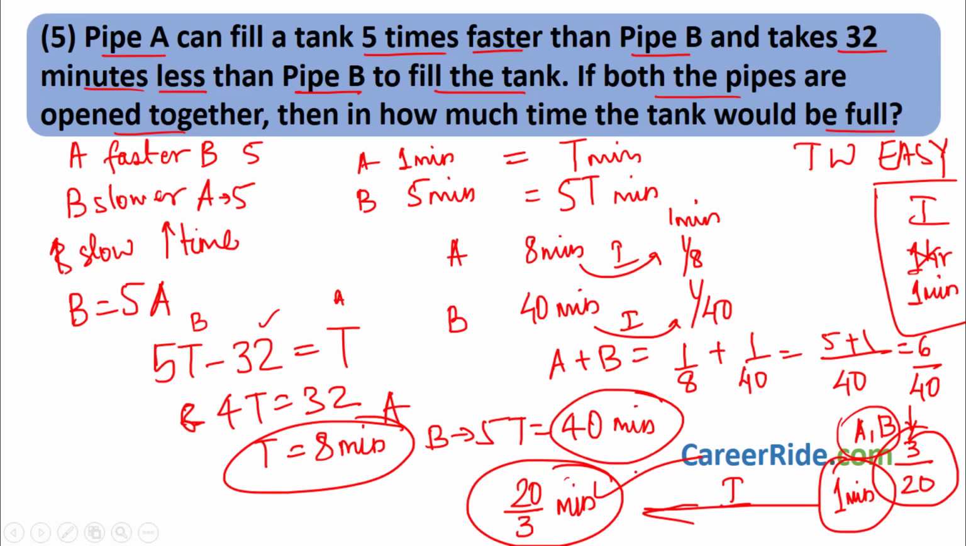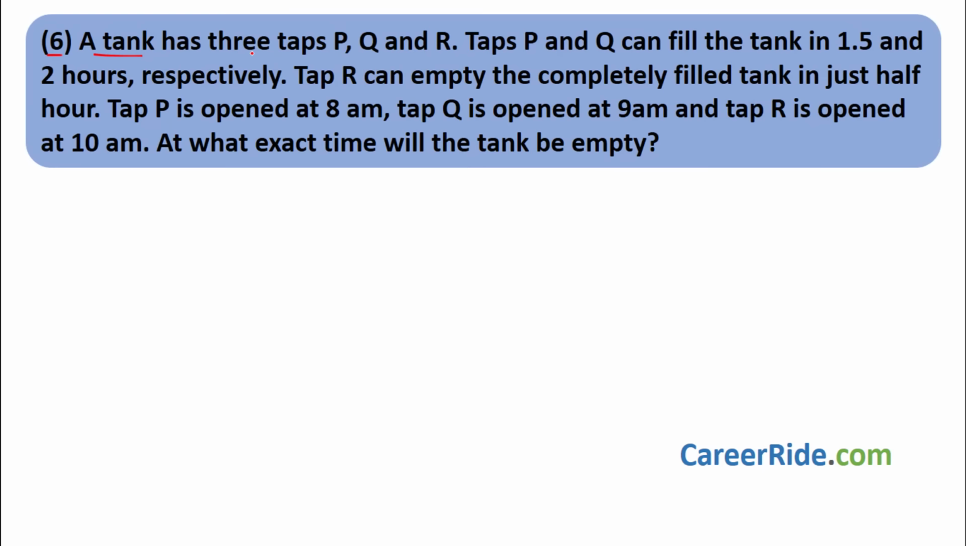Moving on to question number 6. A tank has 3 taps P, Q and R. Taps P and Q can fill the tank in 1.5 and 2 hours respectively. Tap R can empty the completely filled tank in just half an hour. Tap P is opened at 8 am, tap Q is opened at 9 am and tap R is opened at 10 am. At what exact time will the tank be empty?